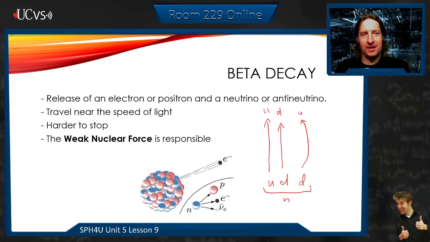And to do that, it has to give off a weak boson, a weak interacting thing. And that weak boson can't exist by itself. These bosons don't exist by themselves, but they'll break down into an electron and an anti-neutrino, an anti-electron neutrino. Okay, we talked about this already, I'm pretty sure. So this is what happens in beta decay.